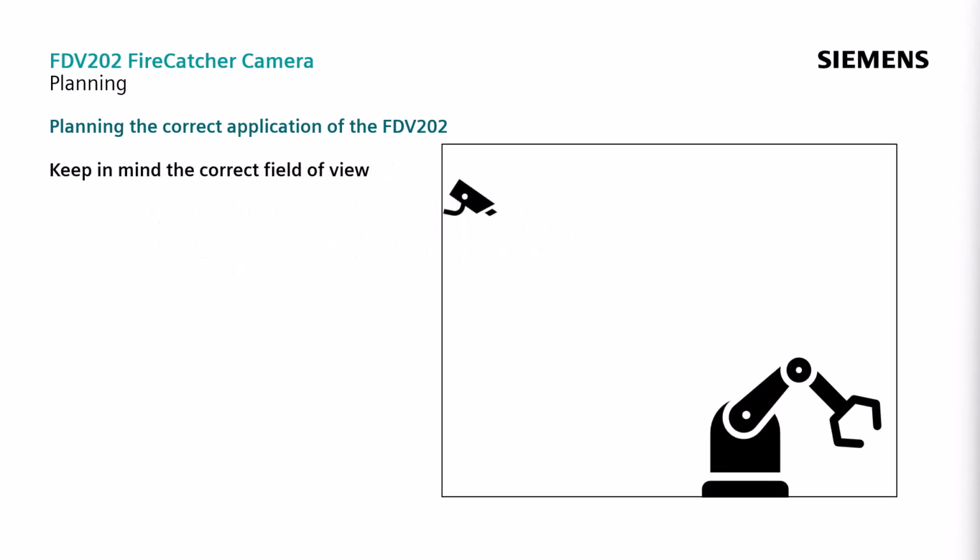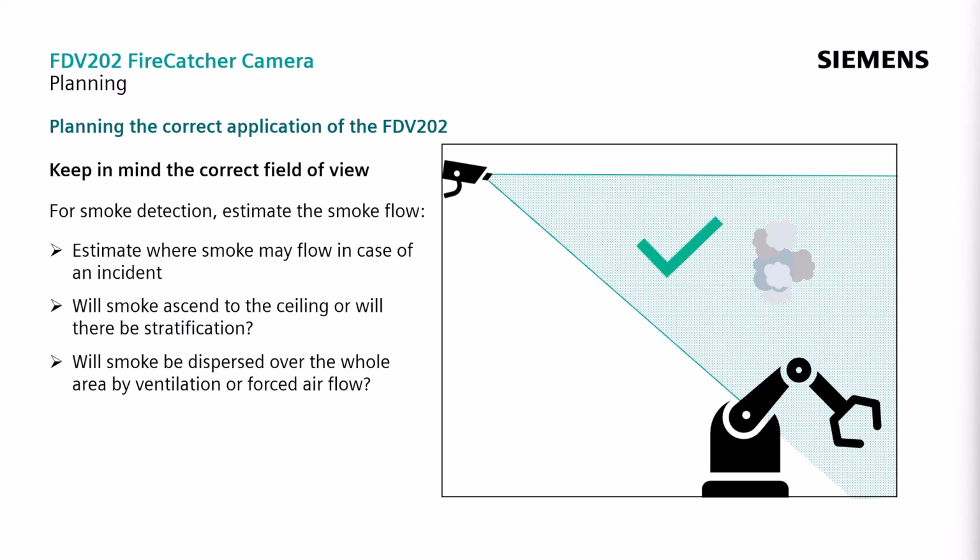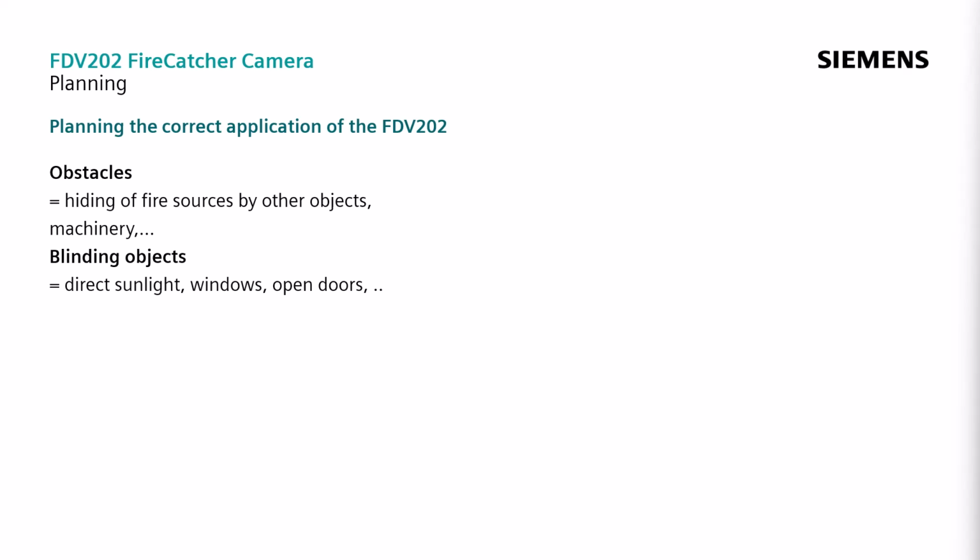When planning how to align the camera or the field coverage to be set, the smoke flow needs to be considered. For example, when monitoring a machine, it makes no sense to focus only on the machine itself, but much more attention should be paid to where the smoke goes in the event of a fire. And of course, it is important to consider whether there are any obstructions or obstacles that may prevent a clear view of the source of the hazard.